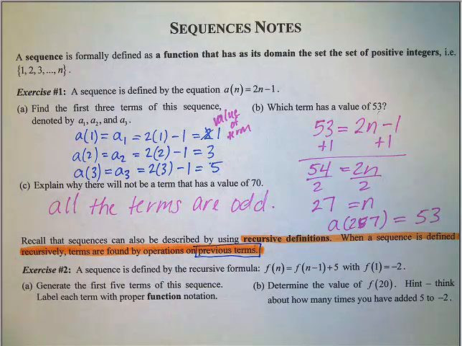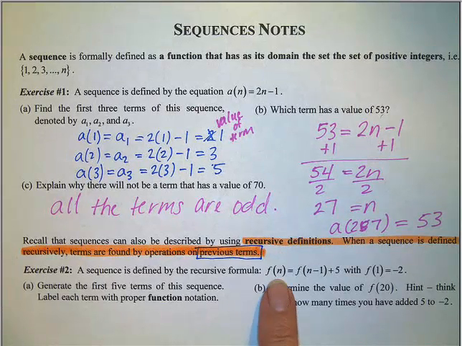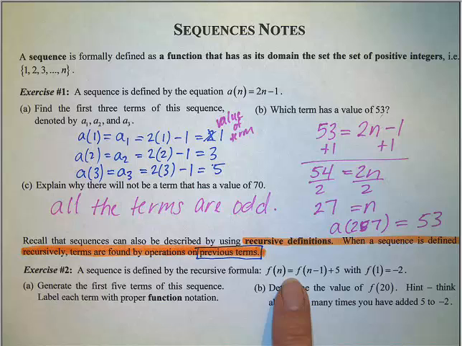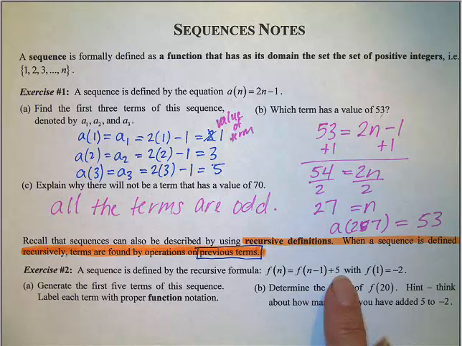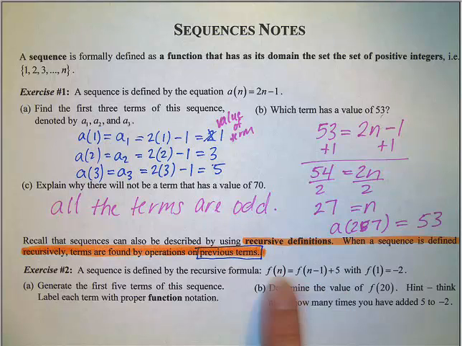So in exercise 2, a sequence is defined by the recursive formula f of n equals f of n minus 1 plus 5, with f of 1 equaling negative 2. So if I'm looking for the second term, it equals f of the second term minus 1, which is f of the first term, plus 5. So really, when I look at this, the formula is just saying to find the next term, it equals the previous term plus 5.